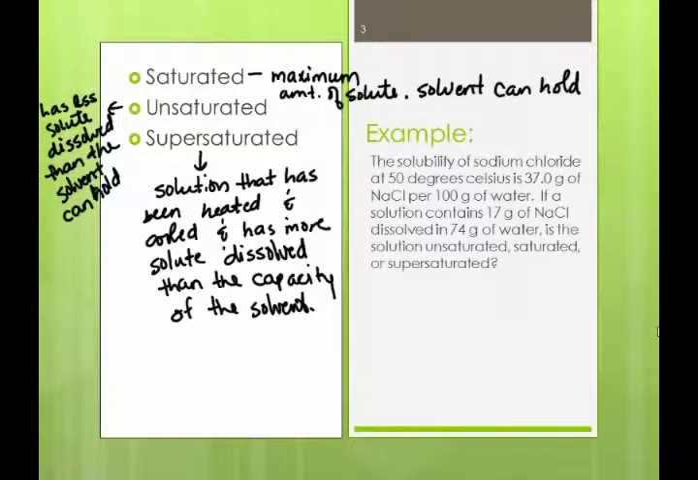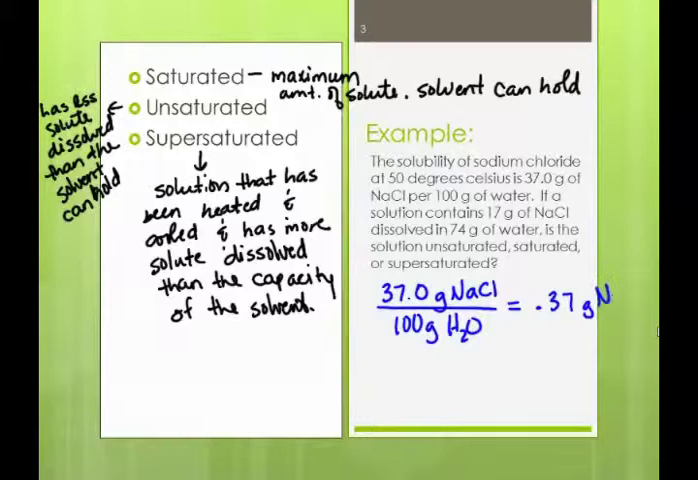Now, to answer this, I like to just ratio the two together. And I'm going to consider my first solution, which is the definition of saturation for sodium chloride under these conditions. And I'll take my 37 grams of sodium chloride, and my 100 grams of water, and I'll just divide them. And that gives me 0.37 grams of sodium chloride per 1 gram of water.